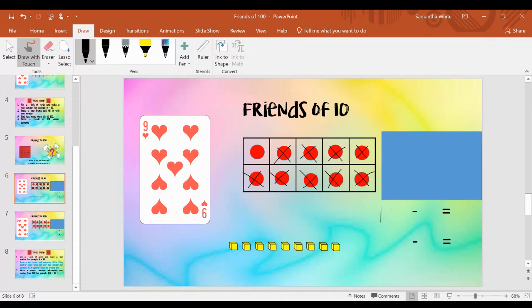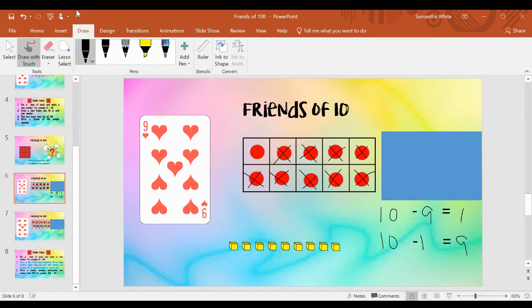Now, I'm going to take this away from 10. We always write our larger number first. So, for example, I've got 10 take away 9. If we did 9 take away 10, we're actually going to get a negative number, and we're not looking at negative numbers today. So, I have popped in 10 take away 9 is 1, and I also am going to do 10 take away 1 equals 9.